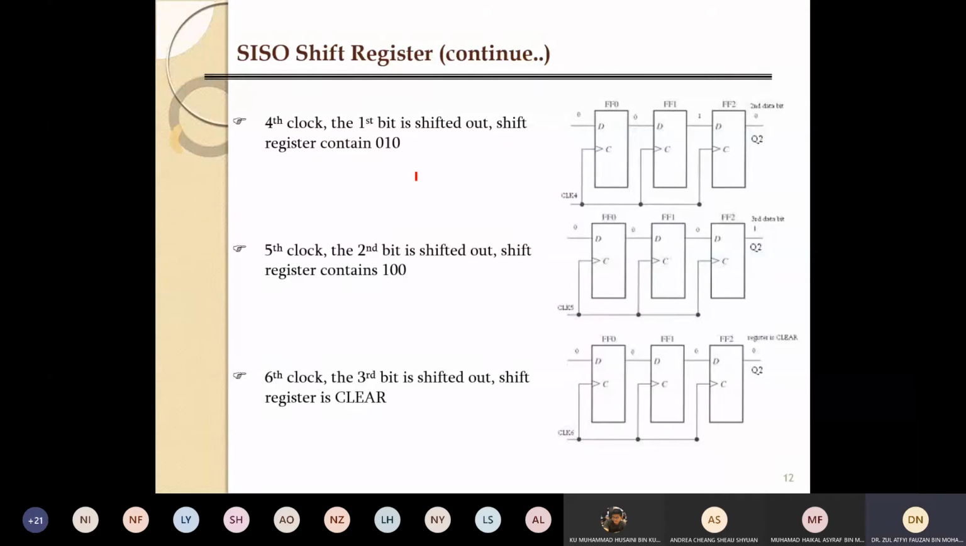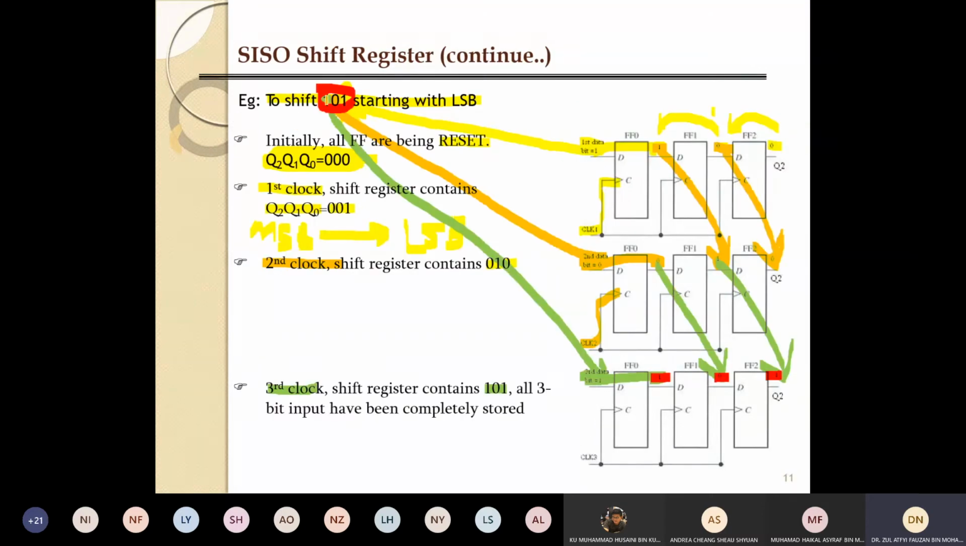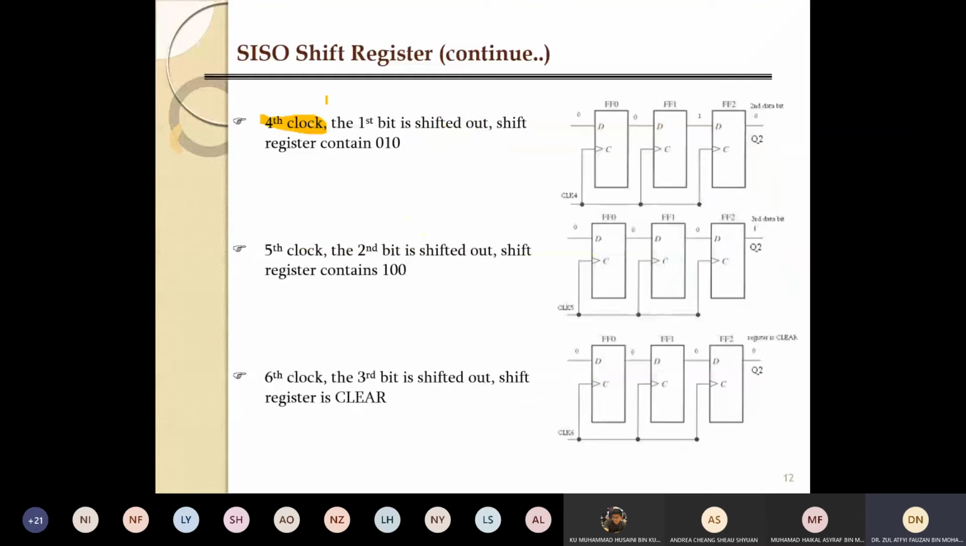What happened after that? During the fourth clock, the first bit is shifted out. The shift register contains 0, 1, 0. Now we just move 101 data only. We have 101 as the input. After that, we assume they have no data, meaning 0. So after the third clock, all 101 is already stored, and for the fourth clock, there is no data, so we assume the data inserted into the first flip-flop is 0.